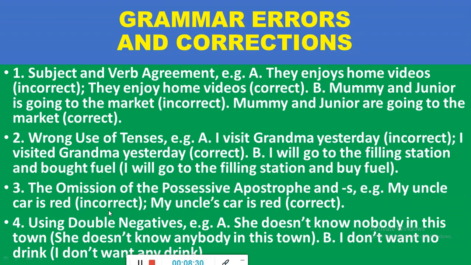This is incorrect, because the intended meaning here is possession. The car that belongs to my uncle is called my uncle's car, not my uncle car. So the correct thing is "My uncle's car is red." So whenever you want to indicate possession, then you need the apostrophe and the s.